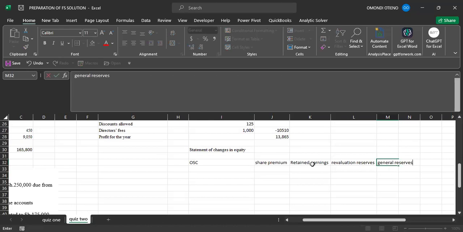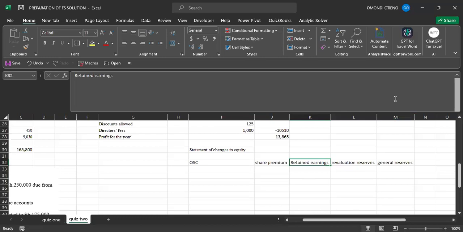If they don't use the word retained earnings, we'll find them indicating accumulated profits or revenue reserves. Those are basically referring to retained earnings. So let's have these ones here.